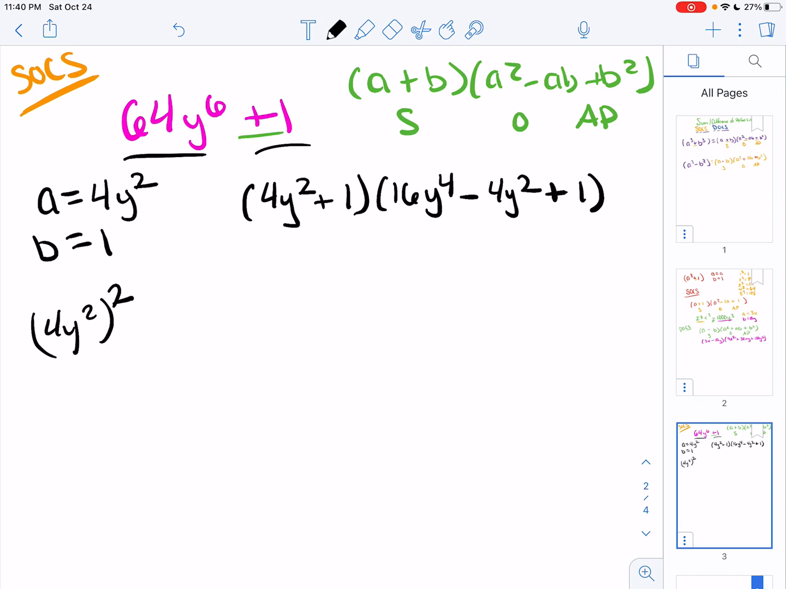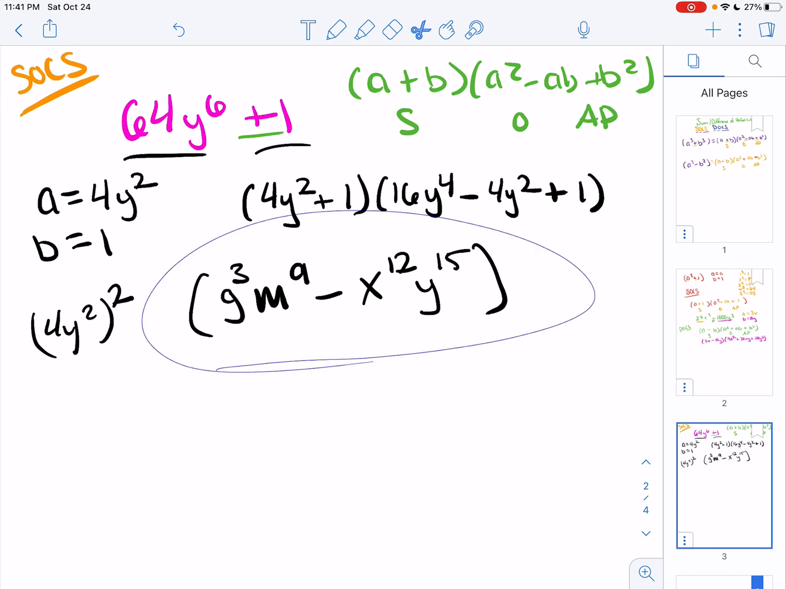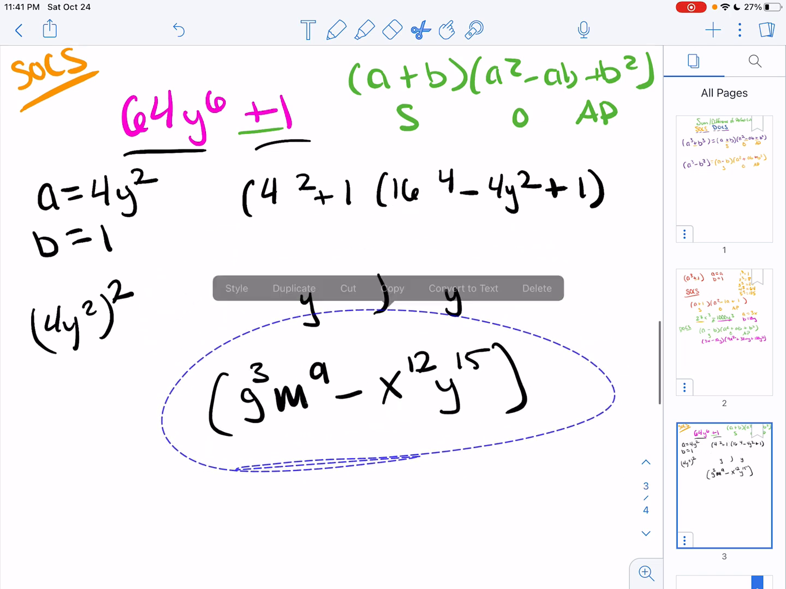Alright, let's do one more. Let's see if I can find a good one to do. Let's do m to the 9th minus x to the 12th. Let's try that. And we'll also put a g to the 3rd in here. And why not put a y to the 15 in here? So let's make it really, really, really ugly, because if we could do this, then it should be easy. Alright.